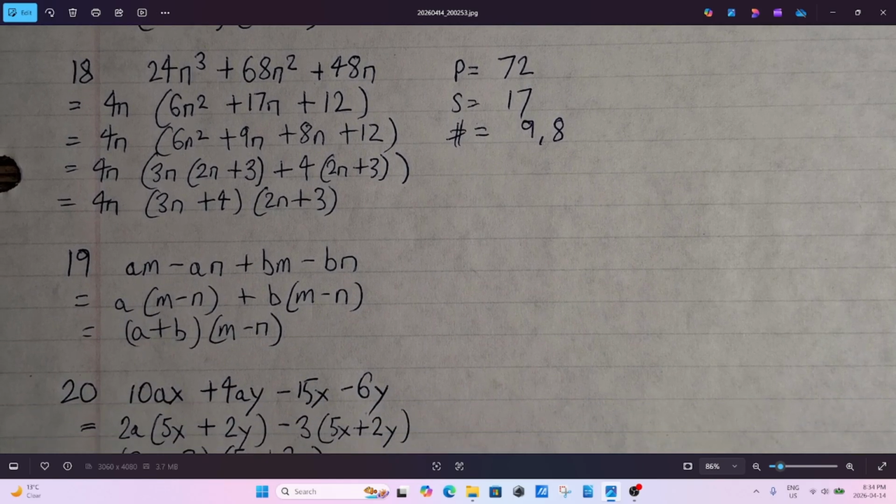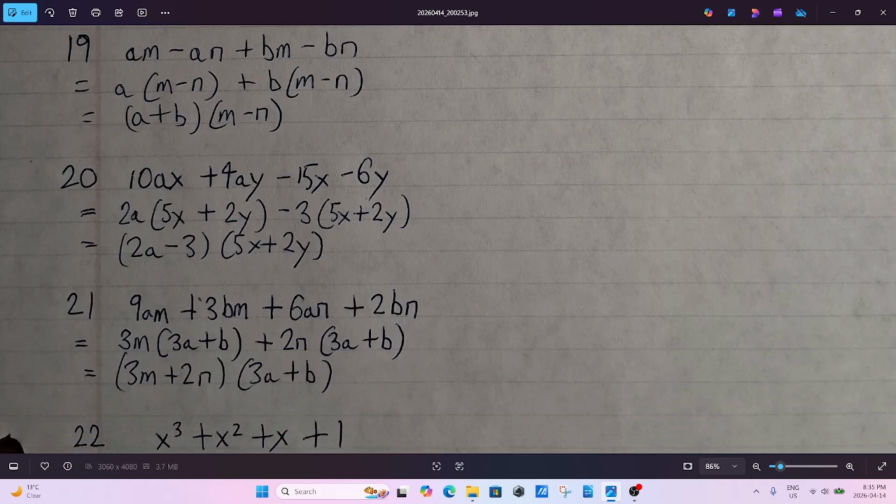Question 18, 24n cubed plus 68n squared plus 48n. We factor out a 4n, and then we see the product is equal to 72 and the sum is equal to 17, so the numbers are 9 and 8. So we write plus 9n and plus 8n in the middle. Then we factor the first two terms and the last two terms. And then we see a common factor of 2n plus 3. So it becomes 3n plus 4 times 2n plus 3 inside the bracket.